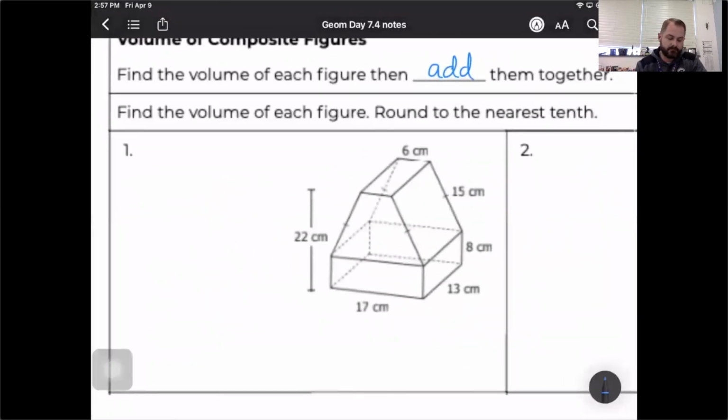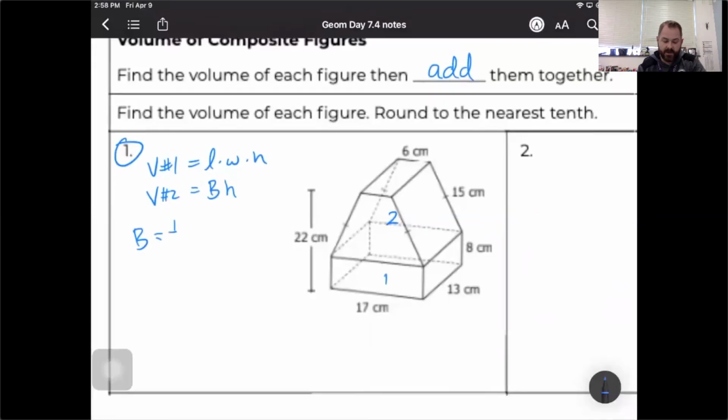So let's take a look at number 1. We have 2 different prisms we're looking at. The bottom prism is very simple. The bottom prism is just a rectangular prism. Volume of that one, so our first volume, or volume number 1, is length times width times height. Very simple. That's shape 1 on the bottom. Shape 2 on the top, volume number 2, is the area of our base, okay, our base area, times the height. Well, that gets a little tricky. The base area is a trapezoid. So we do 1/2 height of the trapezoid times base 1 plus base 2 of the trapezoid. So to find that, we need the bases of the trapezoid, which are the parallel sides. I've got those. I've got 17 and 6.